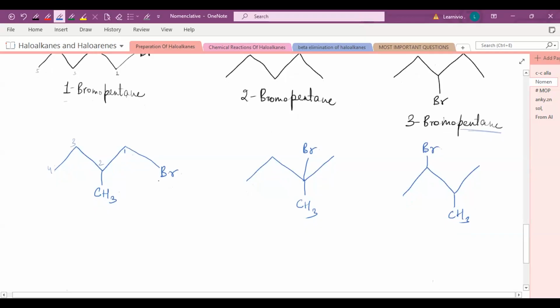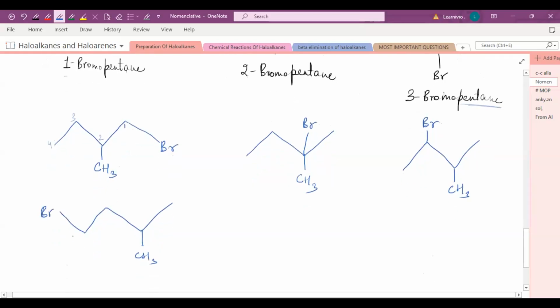And one more thing you can do. Same thing. You can attach the bromine group to the fourth carbon. You will get another thing. Let's see. 1, 2, 3, 4. This is a methyl group. Now, when you shift this bromine to the fourth carbon, you will get another isomeric form, not the same as first.